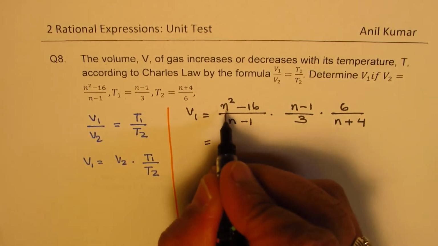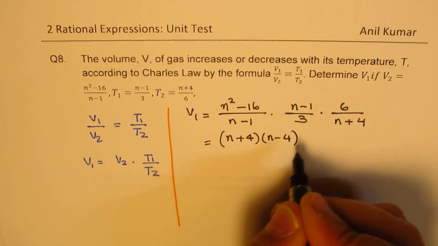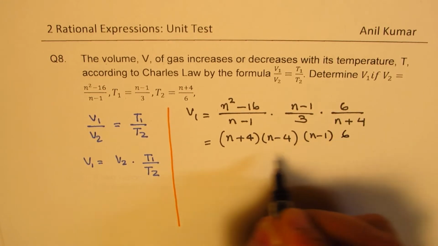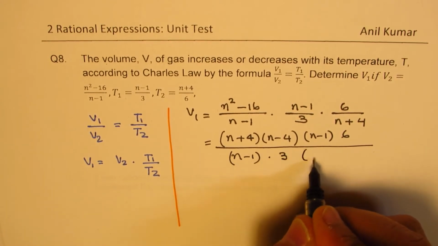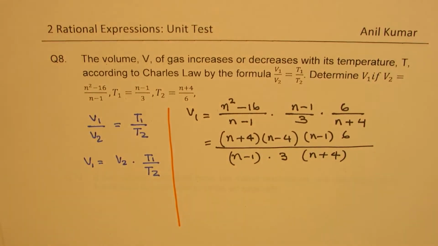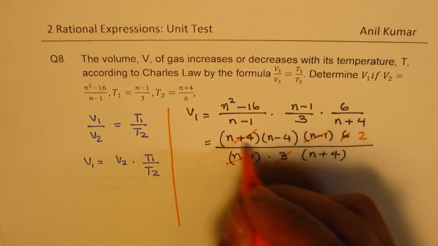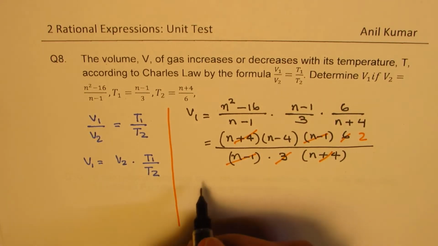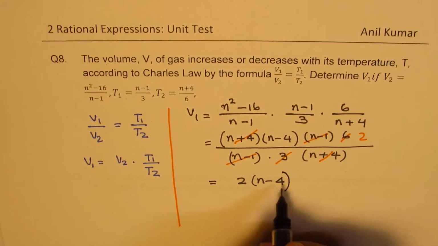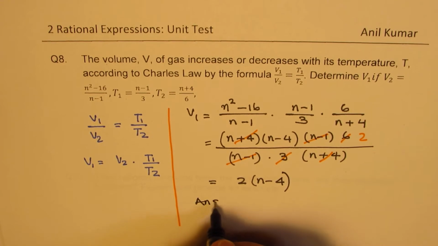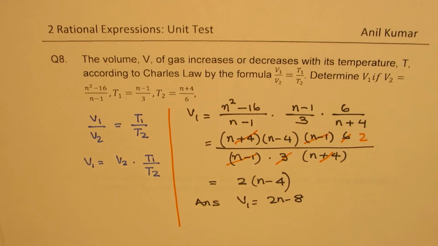Now we can factor, correct? n squared minus 16 is n plus 4 times n minus 4. We have n minus 1 here and the number 6. In the denominator, we have n minus 1, the number 3 and n plus 4. So let's cancel whatever can be cancelled, right? So n minus 1 cancels. That goes 2 times and n plus 4 also cancels. So we get V1 equal to 2 times n minus 4. Is that clear to you? So that becomes our answer. So our answer here is that V1 equals, you could write this as 2n minus 8. Right.